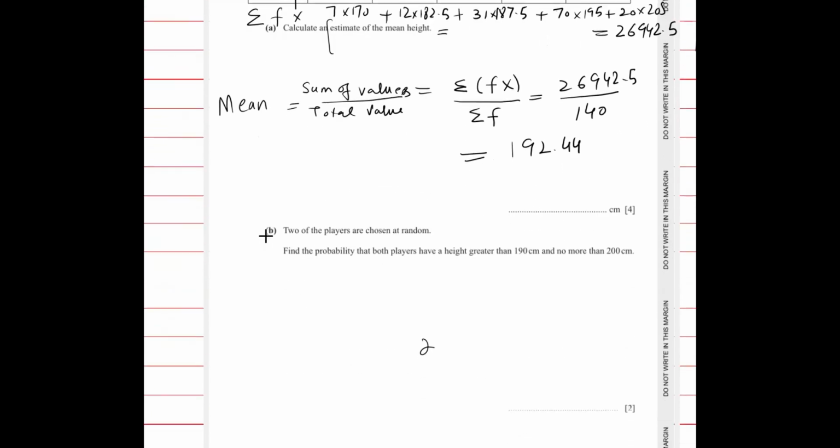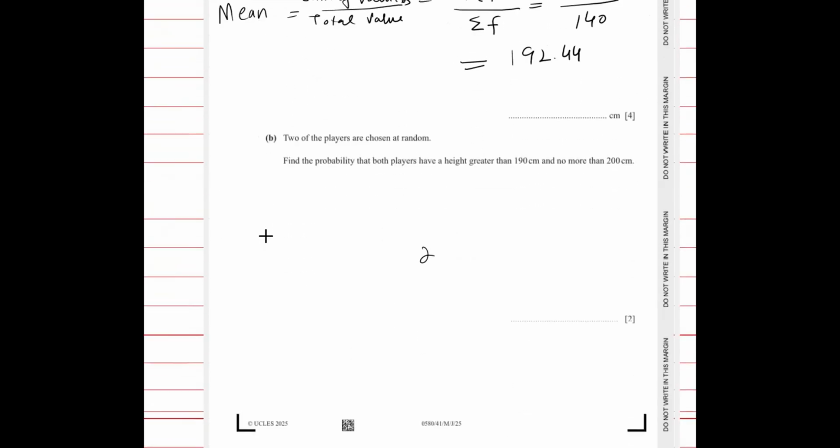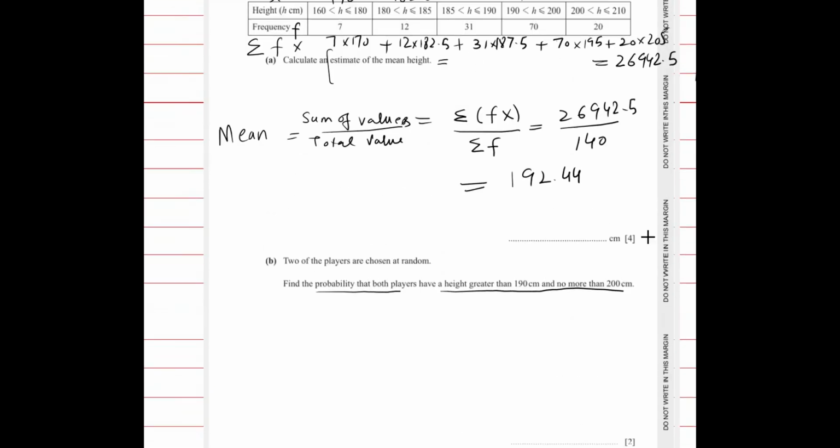Next part B. In part B, two of the players are chosen. Find the probability that both players have height greater than 190, no more than 200.